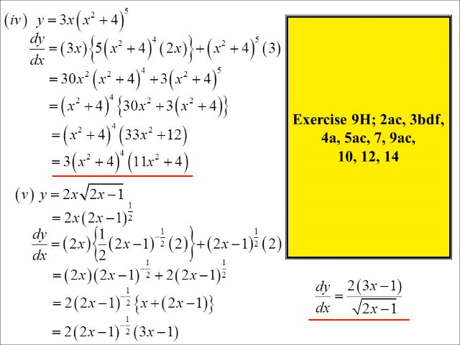Okay, so that's all on the product rule.